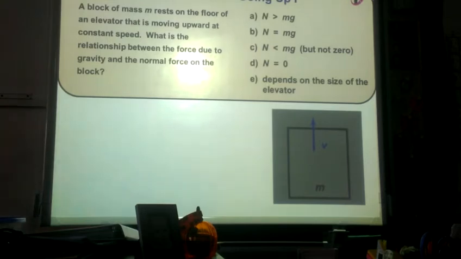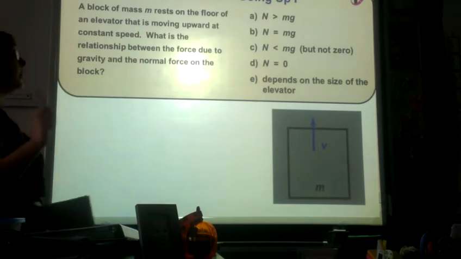A block of mass M rests on the floor of an elevator that is moving upward at constant speed. What is the relationship between the force due to gravity and the normal force on the block? So of these options, write one down. We'll talk about it at the beginning of class tomorrow.